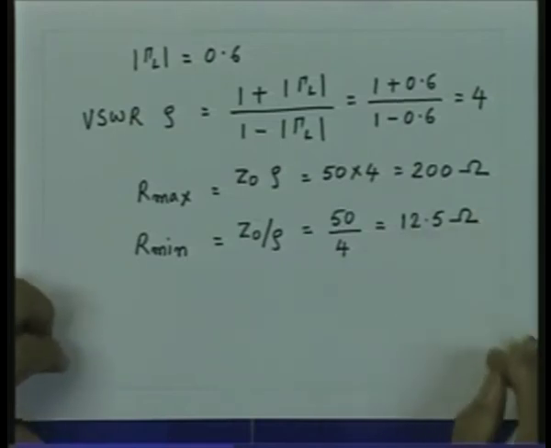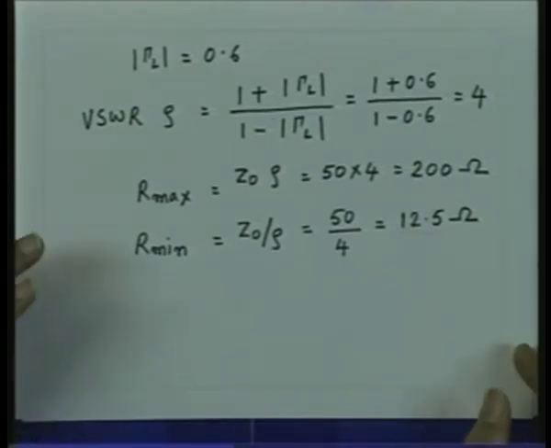So, in this case, we were given some combination of lumped circuit with which the line is terminated, and we were asked to find out what is the maximum and minimum resistance seen on the line, and also what is the VSWR. And recall, higher the value of VSWR, worse is the match. So, this VSWR is quite large, it is 4. That means, in this case, a lot of power will be reflected from this terminating load.